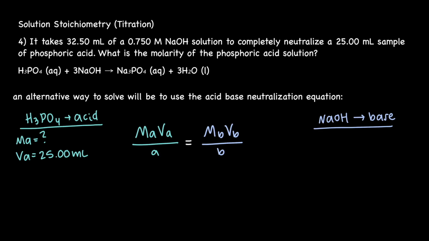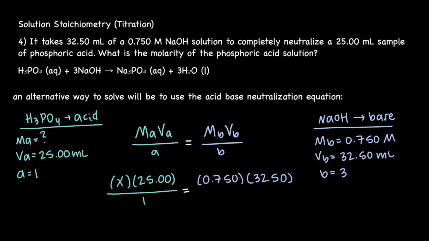The volume of acid is 25 milliliters, the acid coefficient is 1, the molarity of the base is 0.750 molar, the volume of the base is 32.50 milliliters, and the base coefficient is 3. X times 25 divided by 1 equals 0.750 times 32.5 divided by 3. Solving, we get the same molarity for H3PO4 as the previous calculation, 0.325 molar.